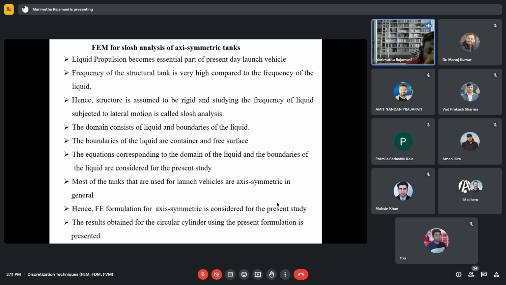Right now I have talked to you about fluid structure interaction, where the dynamic characteristics of the structure change with respect to the presence of the fluid.